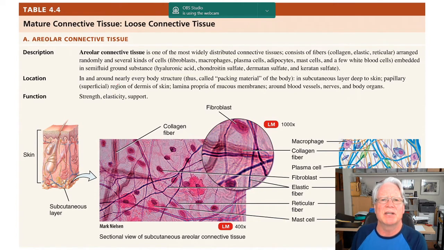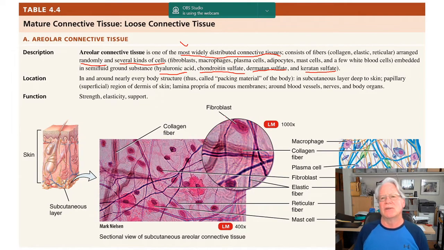So here it is. Areolar connective tissue. You can see that it is widely distributed in the body. It's the most widely distributed connective tissue in the body. That is something you should probably keep track of. It consists of the fibers, collagen, elastic, reticular, arranged in a random way. So they're very random in their orientation. Several kinds of cells. And the semi-fluid ground substance is hyaluronic acid, chondroitin sulfate, dermatan sulfate, and keratan sulfate. So that's a combination of different ingredients to make up the ground substance, which is the extracellular material surrounding the fibers.